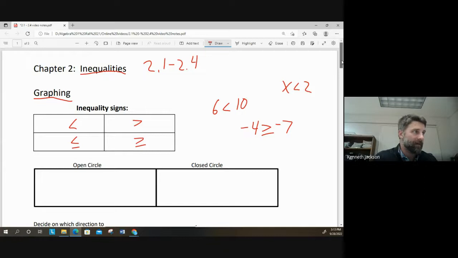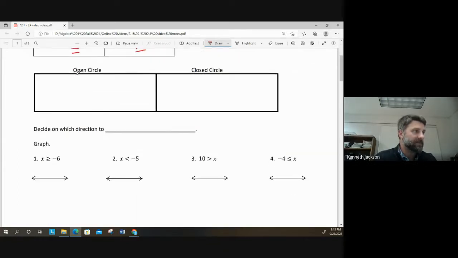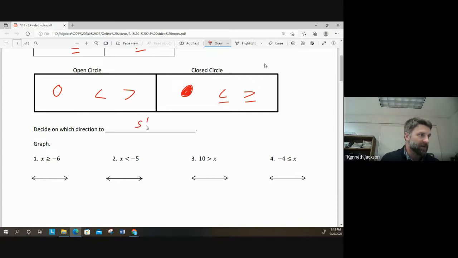And in order to graph, there's a couple of things we need to do. The first of which is to figure out whether or not we have an open or closed circle. And I'll talk more about this as we get to the examples. But an open circle is just a circle that is not filled in, and that is either going to be less than or greater than. And a closed circle will be a circle that's filled in, and that's less than or equal to, or greater than or equal to. Very few kids have issues with the circle part. Where kids struggle is figuring out which way to shade, which way to go, left or right on the number line.